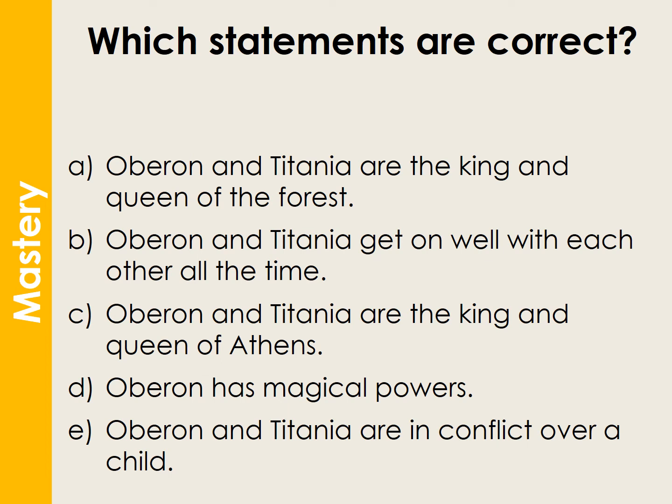So in terms of your final checks, which of these statements are correct? Is it A, Oberon and Titania are the king and queen of the forest. B, Oberon and Titania get on well with each other all of the time. C, Oberon and Titania are the king and queen of Athens. D, Oberon has magical powers. E, Oberon and Titania are in conflict over a child. So you're going to want to pause it, check it, make a mental note, write down which of these are correct for me, please.